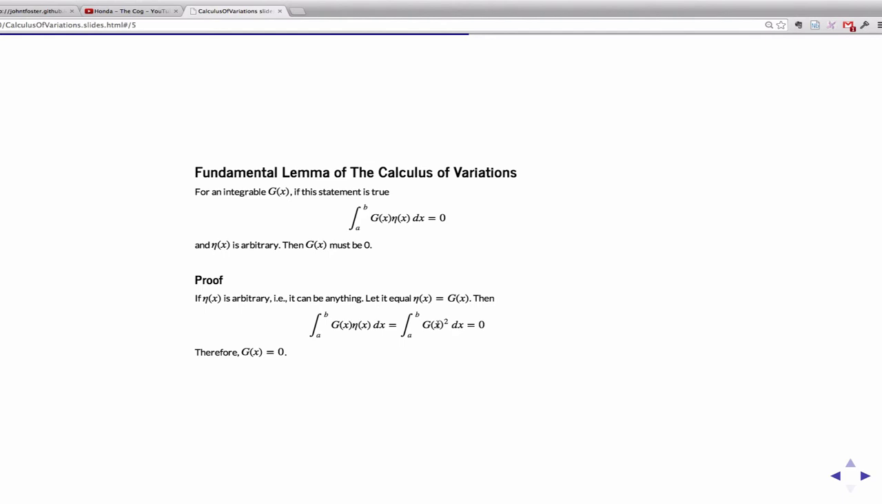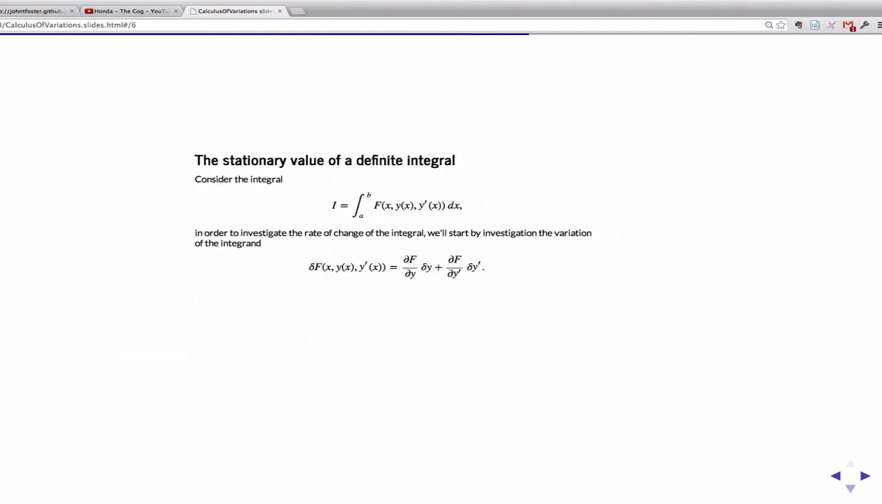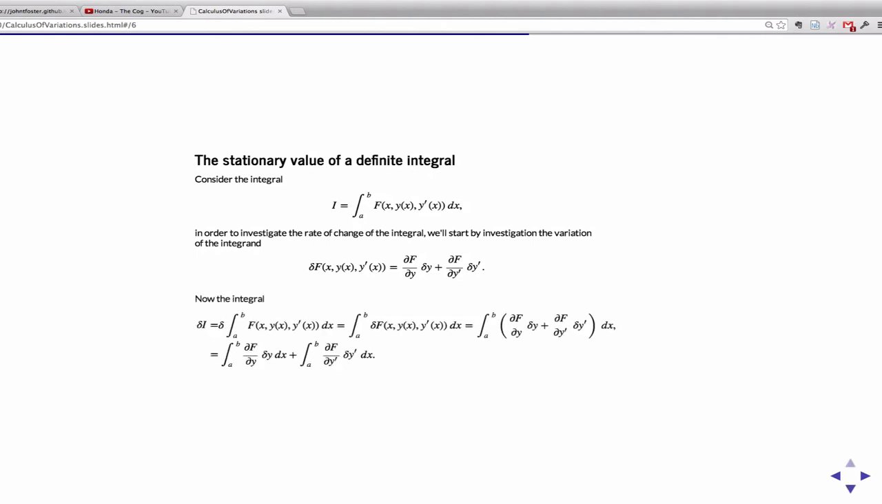The finite elements method actually has a very, very strong mathematical backing, and that's why it's so well accepted. And it's all rooted in the calculus of variations. I encourage you to go look at these notes in more detail and go a little slower through them. But basically now we have the stationary value of a definite integral, which is what we need to do to solve our equation for the brachistochrone problem, right?